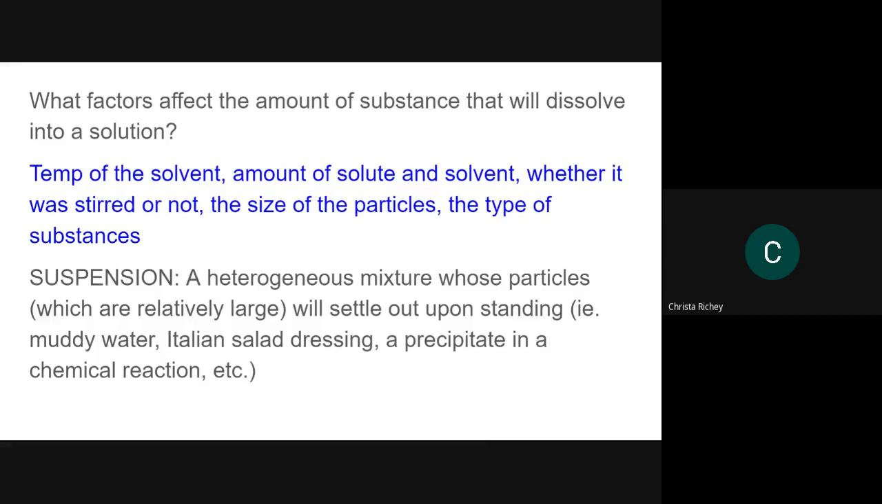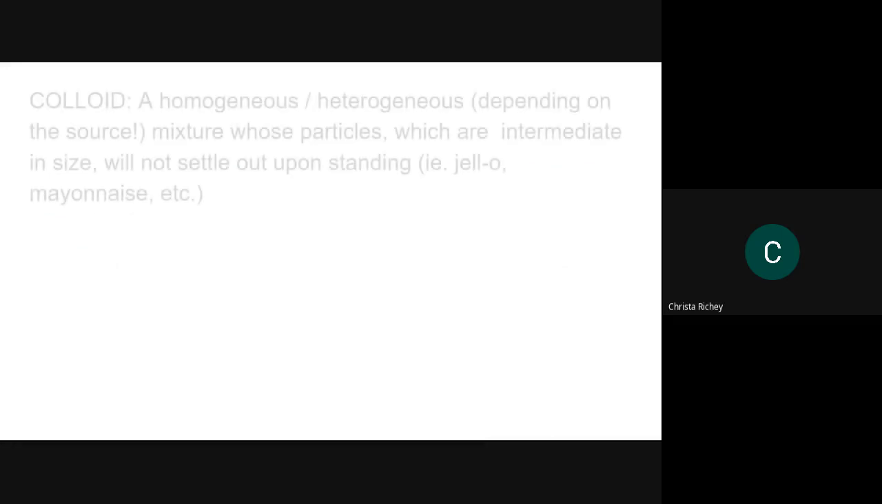The regular old tea, no ice cubes, screw on the lid and shake it up, let it sit, nothing's going to settle. That's not a suspension. That's a solution. And I don't know if they put that separately on here. I don't think they did.